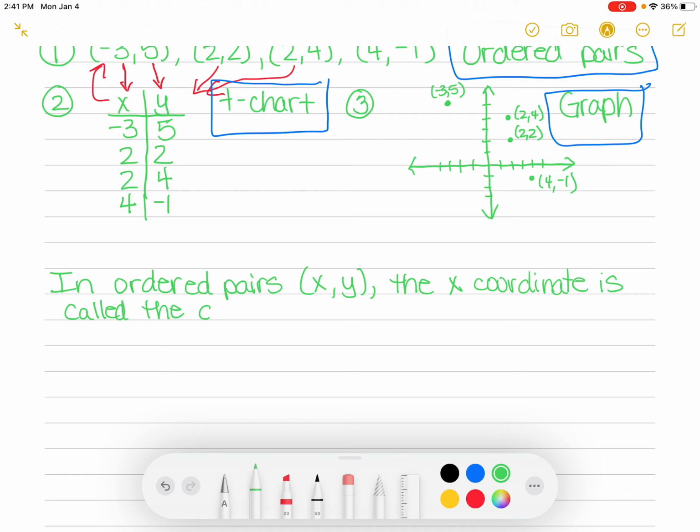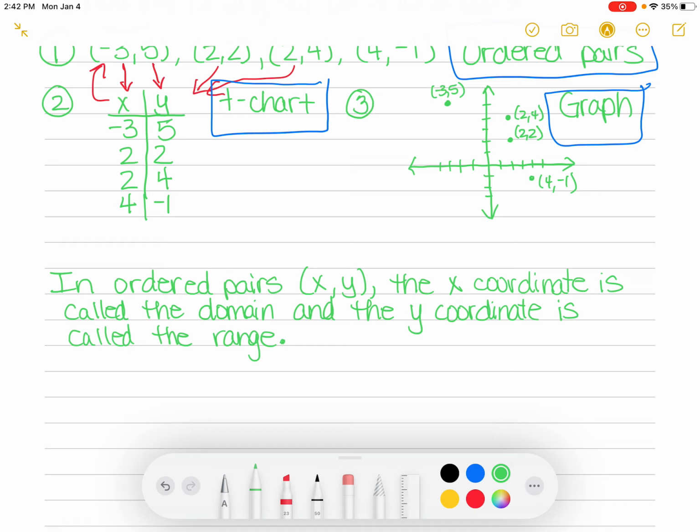You're going to need to know this because they're going to ask you, like, what is the domain? And you need to know that it's the X, right? So the X coordinate is called the domain, and the Y coordinate is called the range. So you need to have that all written down.